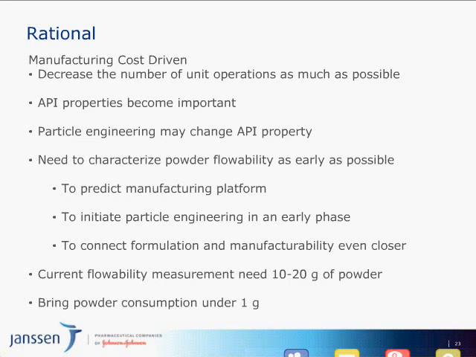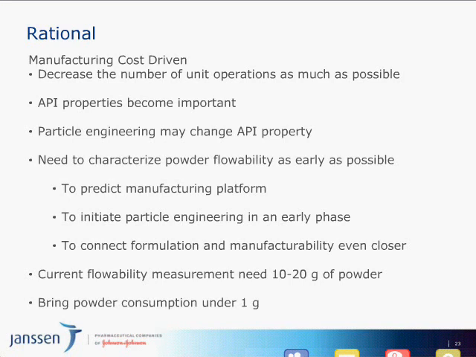But in API development, people need time to optimize the API properties, especially flowability. This is very critical for direct compression studies. And if you put your API in the direct compression platform, the properties of the API become more important. And again, in the early stage, we don't have a lot of material to play with. And what is the gold standard for measuring flowability? It's the angle of repose. It means you pour your powder on a disc, and then it will form a cone.